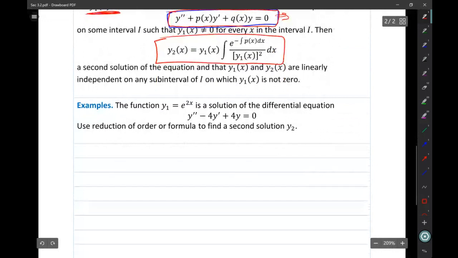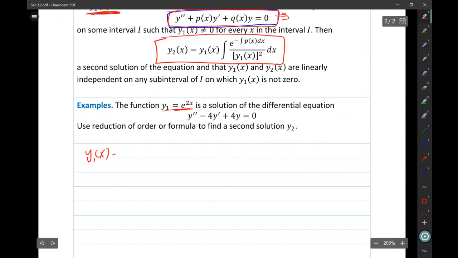Okay, let's now see examples. This is just one idea of this section, then we will go to the main sections, starting from section 3.3. The function y1 equal to e to the power 2x is a solution to this differential equation. Use reduction of order to find the second solution y2.